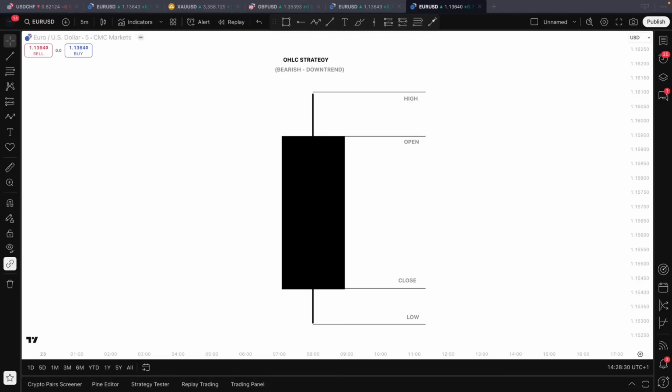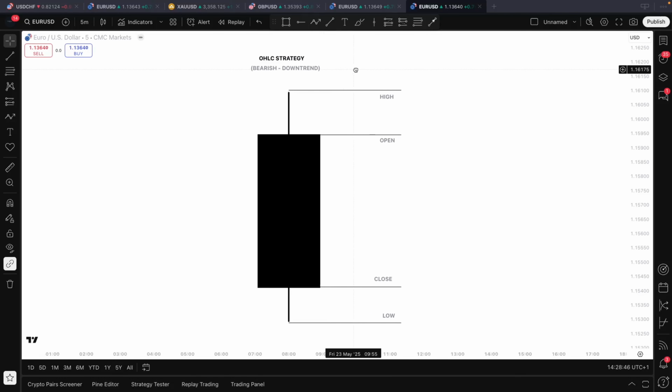Now, this is essentially what the strategy is all about. It's always going to be a focus on the higher time frame candle, and then eventually we're able to actually plan out what the lower time frame looks like. So in this open high low close strategy, we're going to be looking at a bearish market in a downtrend.